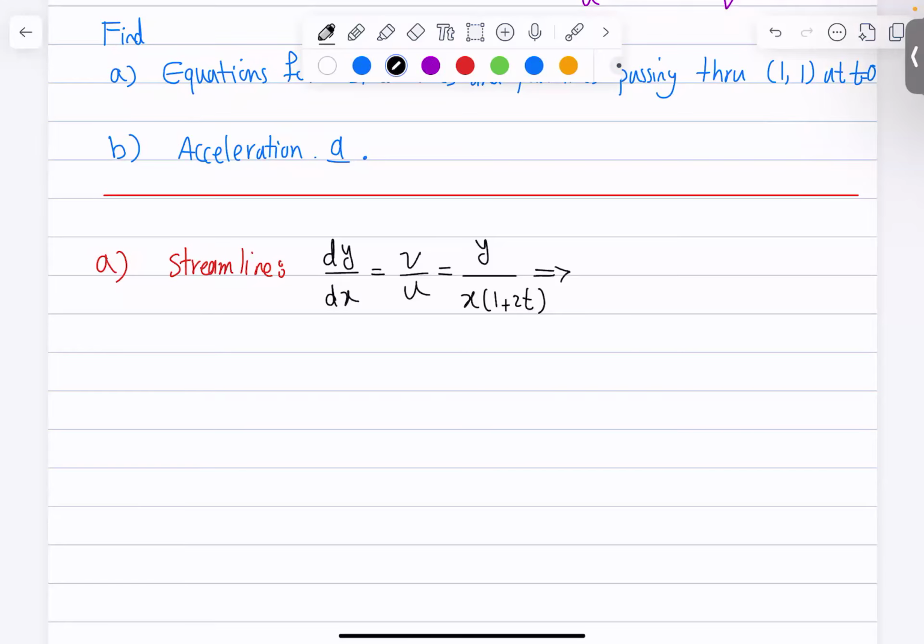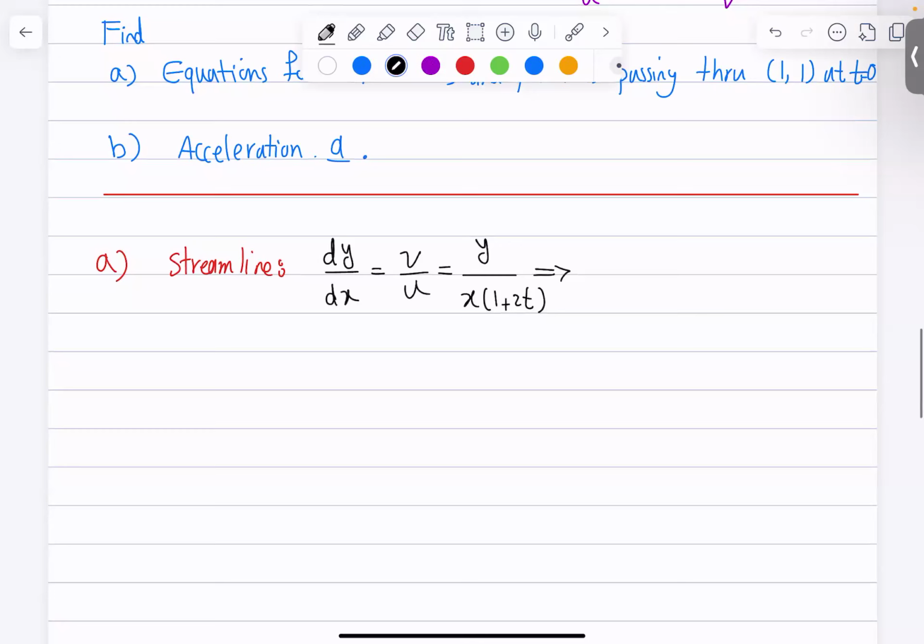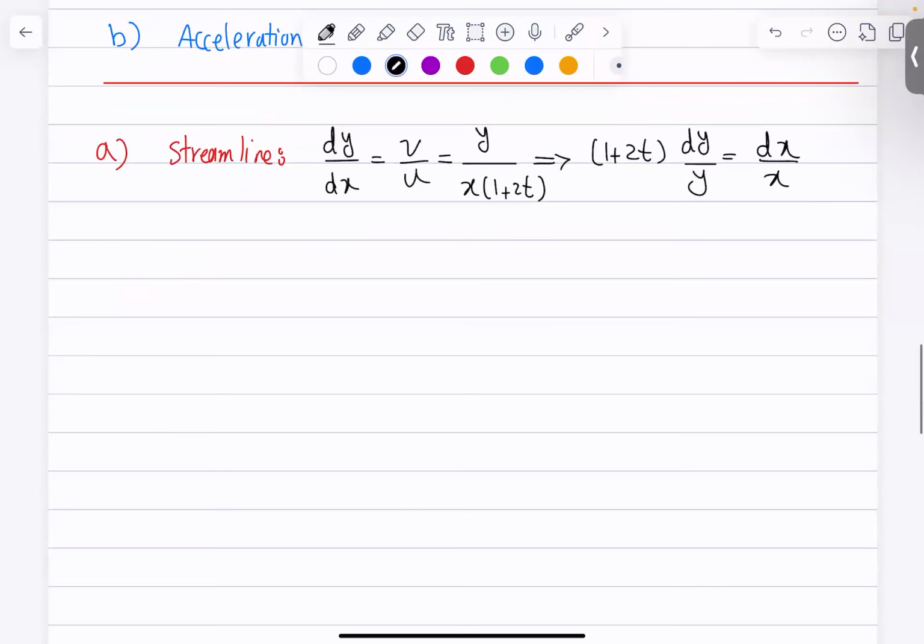So we have to integrate this, and this is a separable equation, right? So I can write it like this. I can say (1 plus 2t) dy over y equals dx over x. So I'm taking the y terms to the left-hand side and the x terms to the right-hand side. And now we want to integrate that.